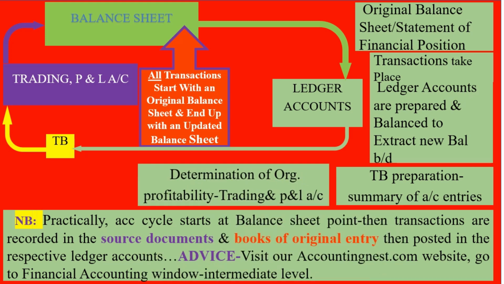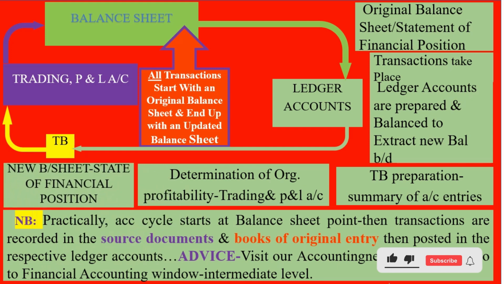Now back to track. So after the trial balance has been extracted, the next step is then the preparation of the trading profit and loss account, so as to determine the organization's profitability level. And finally, after that is determined, as we have just seen in our case, where we have gotten about $32,000 net profit, then we extract or prepare a new balance sheet, that is the statement of financial position, which will be representing a new financial position of the business.